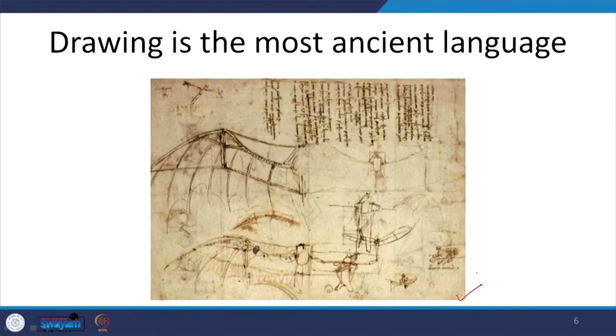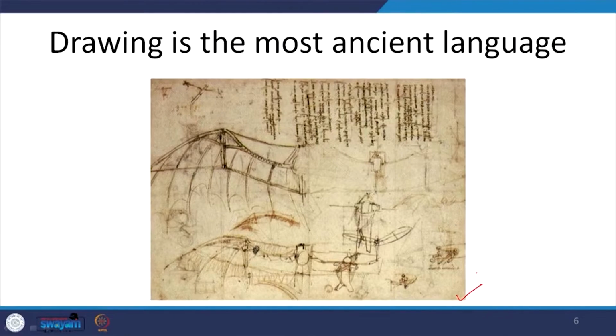If you look at this, it is one of the drawings by Leonardo da Vinci, and it is one of the most ancient languages. Of course, Leonardo da Vinci is not a person from very olden times, but if you ever get a chance to see how he drew, this is his representation of the idea he conceptualized for a flying machine, basically an airplane, based on the wings of a bat. He was inspired by the wings of a bat, and he was trying to convert all of this design into a workable thing.